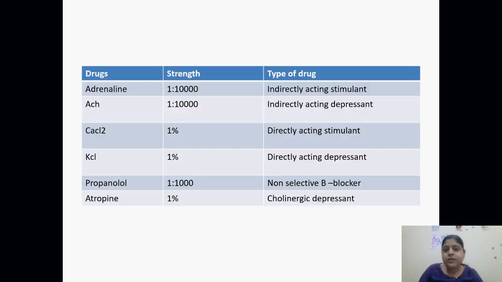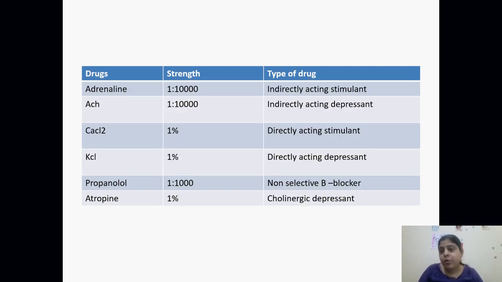So adrenaline, the strength is 1 in 10,000. It is the indirectly acting stimulant. Acetylcholine 1 in 10,000 strength, indirectly acting depressant. Calcium chloride 1%. It is the directly acting stimulant. Potassium chloride 1% is the directly acting depressant.